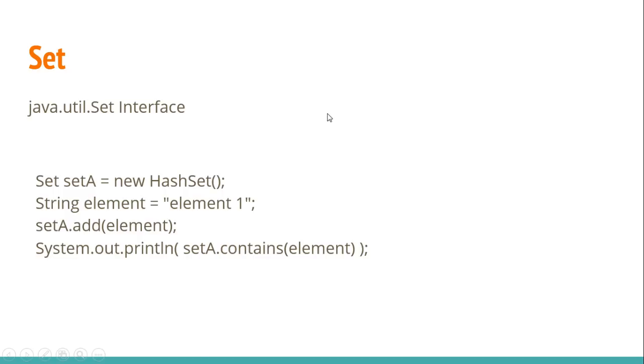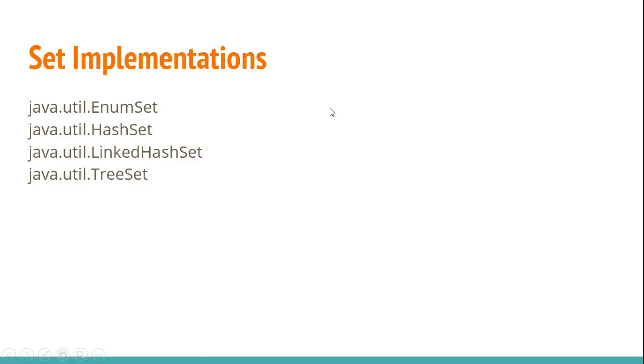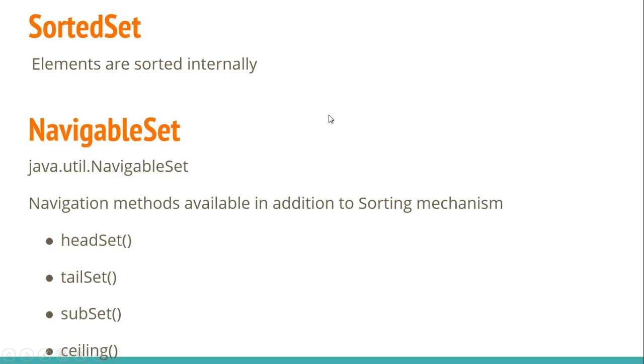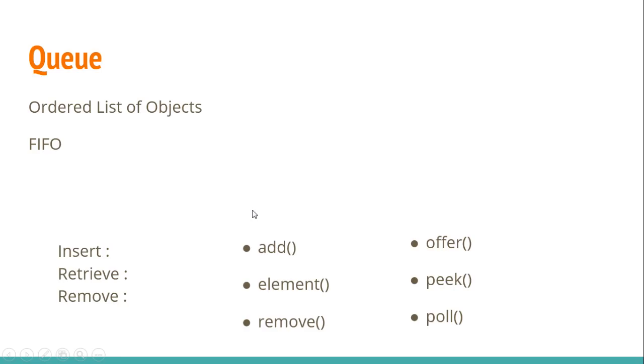Then we moved on to set implementations, that is EnumSet, HashSet, LinkedHashSet, TreeSet, etc. Then we took a look at SortedSet and NavigableSet. We saw the methods that are provided by NavigableSet. Now these are not all the methods provided by NavigableSet, but a few of the methods which are majorly used. All right. We have queues, an ordered list of objects that works on the first in first out principle. We saw the methods provided for insert, retrieve and remove.